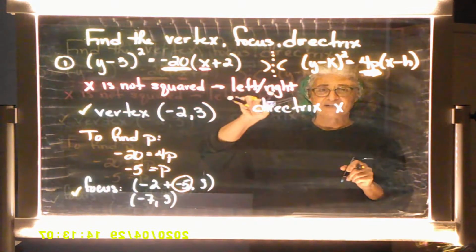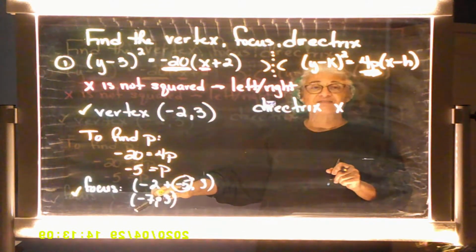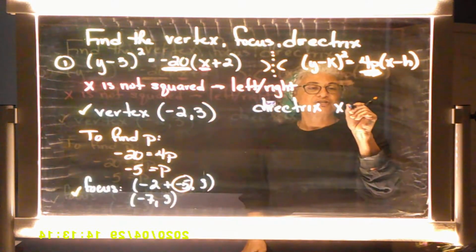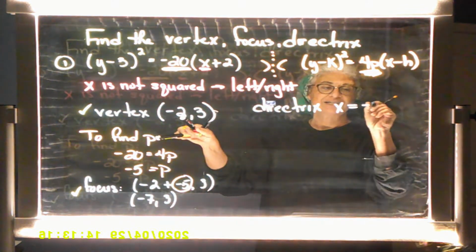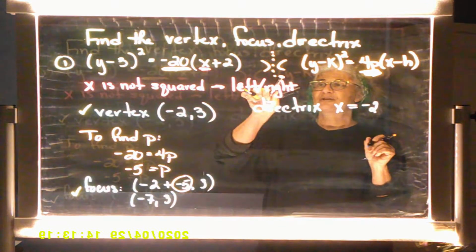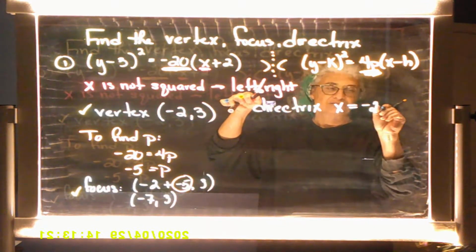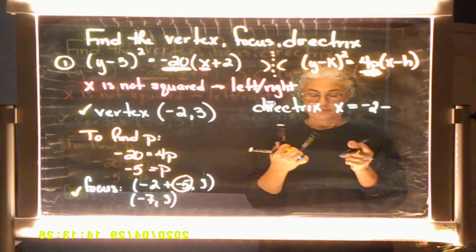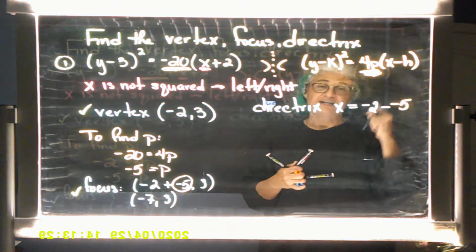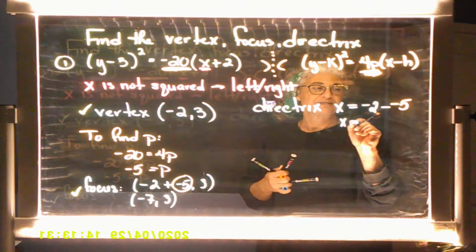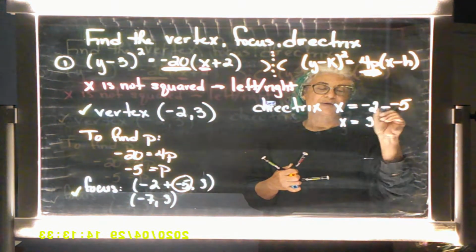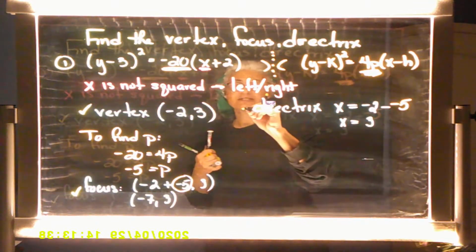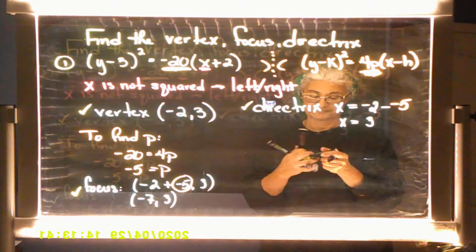The x is being affected. My x was affected to find the focus. My x is being affected to find the directrix. So what's my x? -2. And since the directrix is outside, you're going to subtract. And I'm going to subtract the value of p, which is -5. Which means we have x equaling 3. Because you add those, don't you? Right? Okay, directrix found. Check.